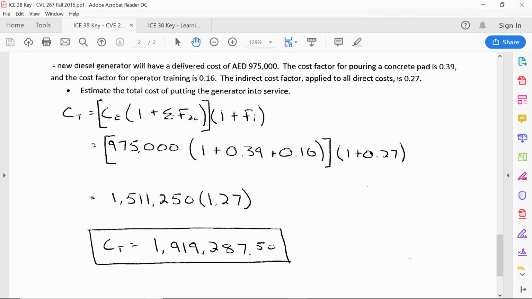And then over and above that, once you find all of the direct costs, we have to add an additional 27% to cover the indirect costs. That would be the expense of human resources, the expense of maybe insurance, the expense of the accountants who are ordering all of these things and coordinating the delivery. So in the end, the total cost is going to be $1.91 million. So that is the factor method. Any questions?